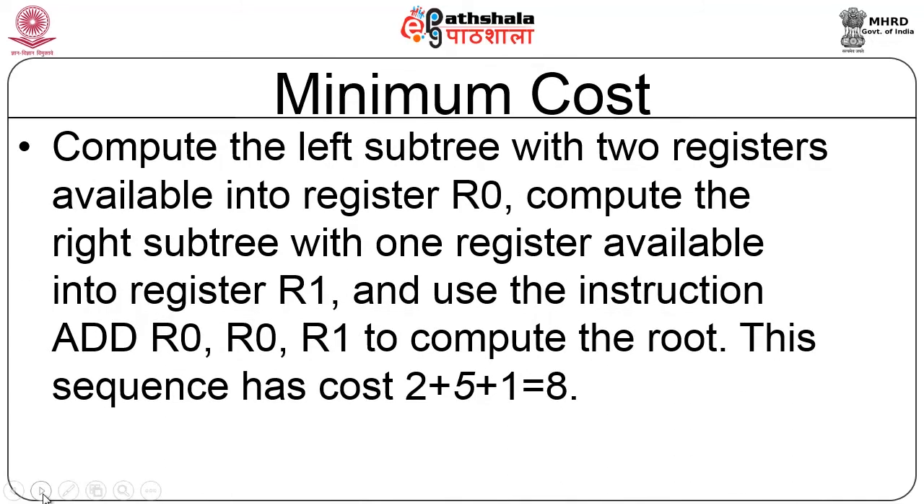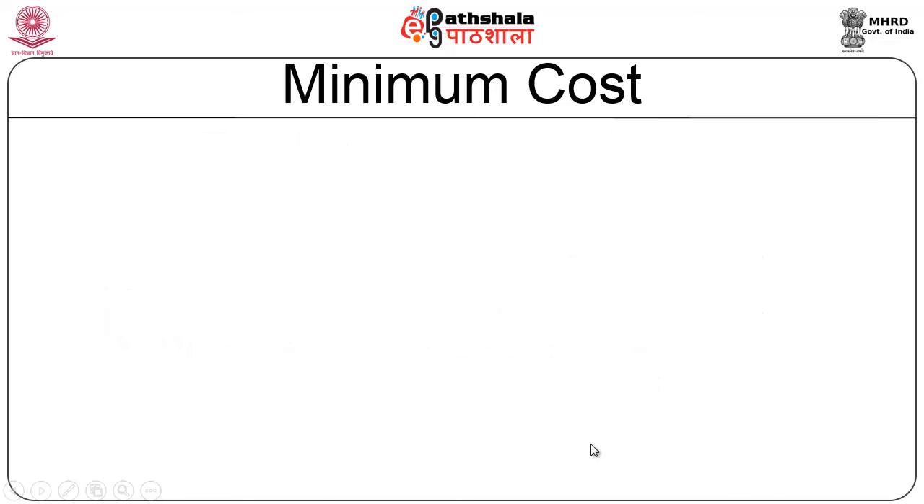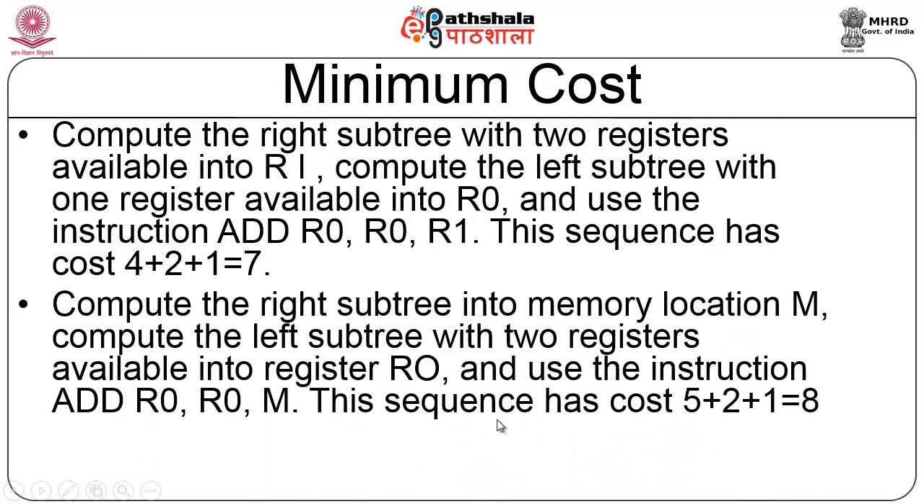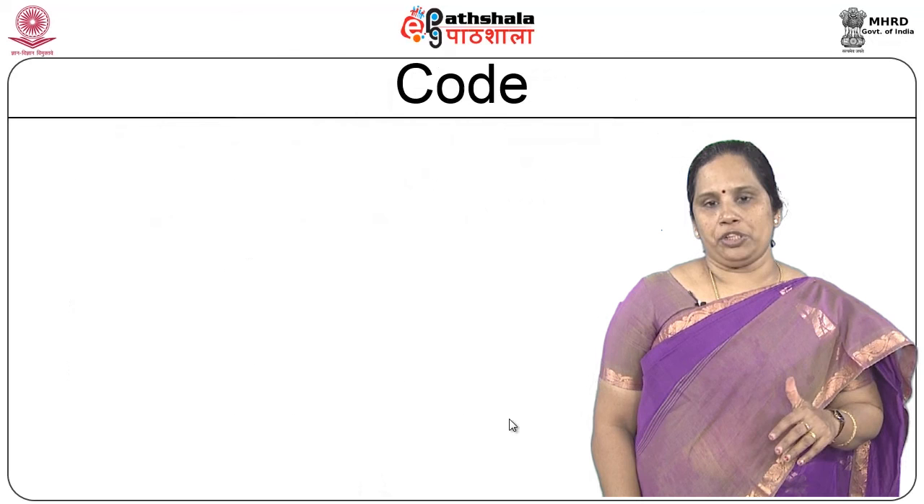The next level will be, we had a 5, 5, 4, the root was actually 8, 8, and 7. So compute the left subtree with 2 registers available into register R0, compute the right subtree with 1 register available into register R1, and use the instruction add R0, R1 to compute the root. So this sequence has a cost 2 plus 5 plus 1. Okay, so that is why we have done here. This is similar to that only, and this sequence will also have a cost of 8. So with one register it is going to cost us 2 units, so 7 units means I can use that itself for my computation. Okay.